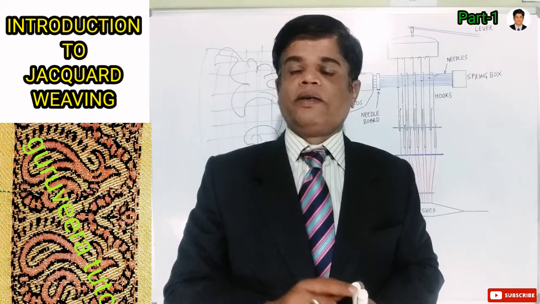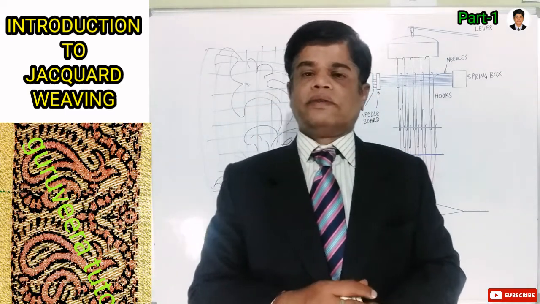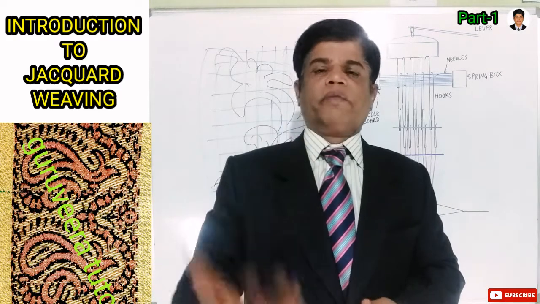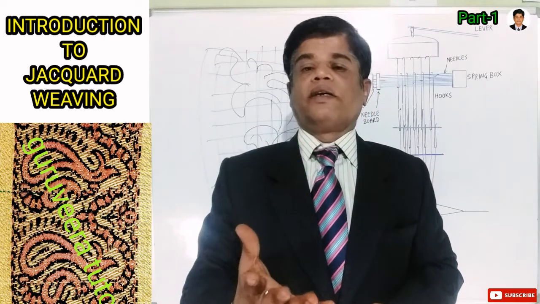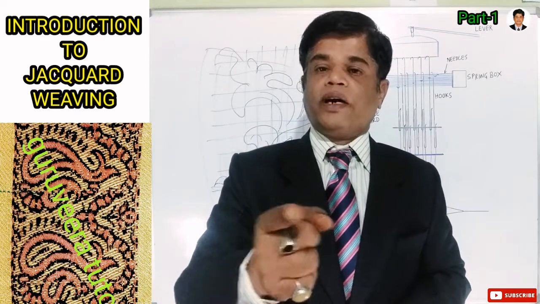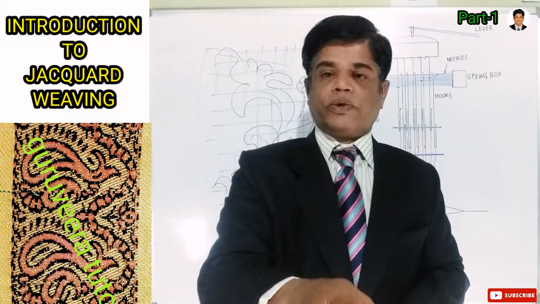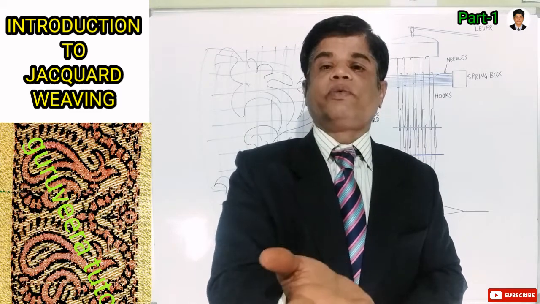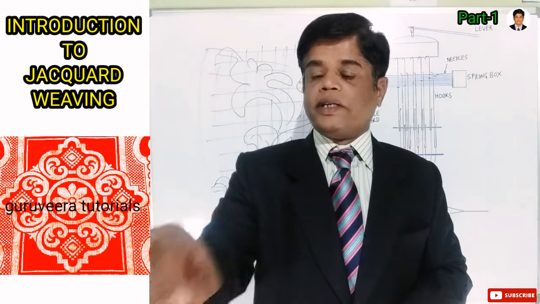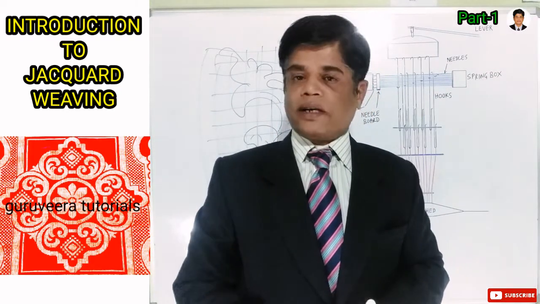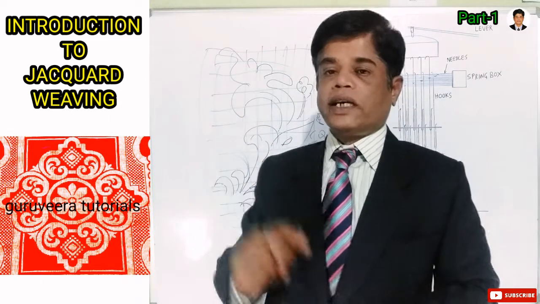In case of dobby, only small motifs are possible, but in case of jacquard, any complicated designs can be produced, because in jacquard options are there to decide, out of 5,000 threads, which threads are to be lifted, how many threads to be lifted at a time, or how many threads to go down, or each and every thread is operated in jacquard machines, so that the designs can be achieved.